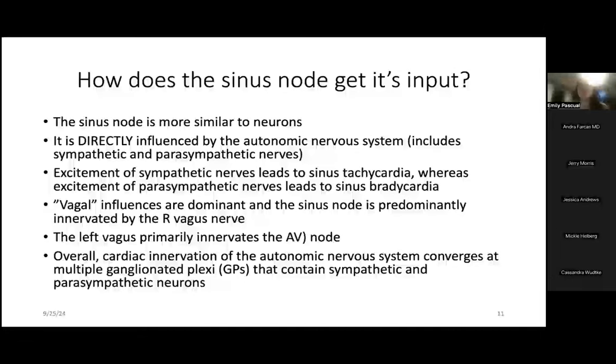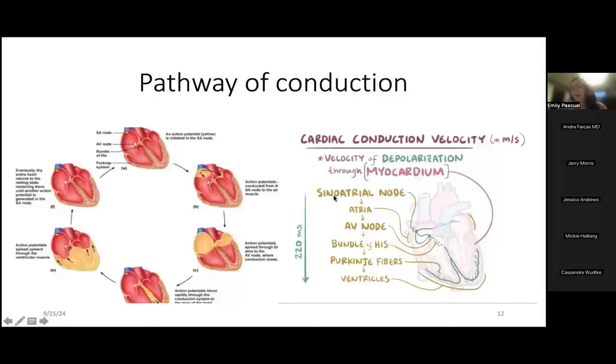So thinking of those vagal influences, those are more dominant in the sinus node, meaning there is more vagal input in the sinus node. Overall, there are multiple sites of innervation from the nervous system that converge at the ganglion plexi that contain all these nerves within the heart. And then this is just an image of the pathway of conduction.